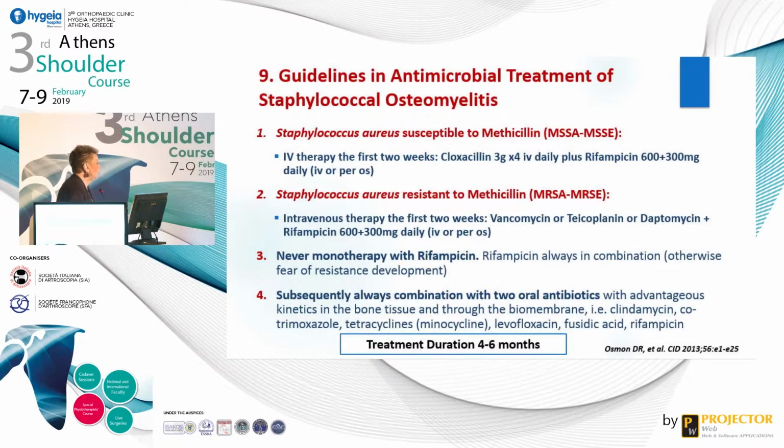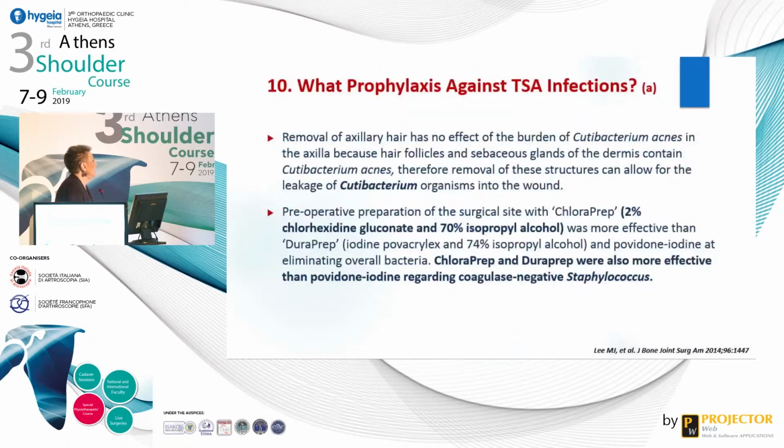If it is Staphylococcus aureus, then intravenous therapy for 2 weeks again, but not cloxacillin. It should be either vancomycin or teicoplanin or daptomycin, again plus rifampicin, because it gets through the biomembrane, never monotherapy of rifampicin, and subsequently a combination of 2 oral antibiotics with advantageous kinetics in the bone tissues and the biomembrane, like clindamycin, cotrimoxazole, don't forget, almost 100% of staphylococcal strains, at least in our country, are susceptible to cotrimoxazole, minocycline, very important, levofusidic acid, and rifampicin.